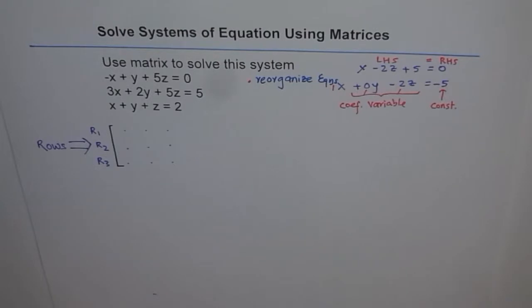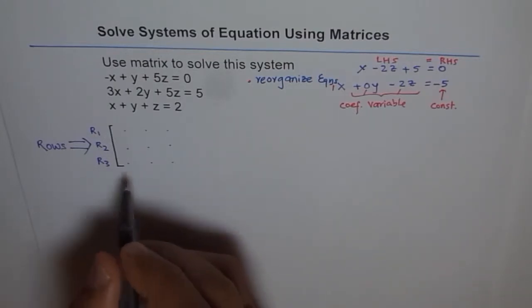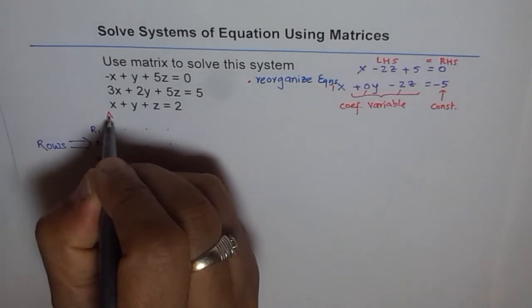Now, when we use a matrix to solve equations, we change it a bit. So we call that an augmented matrix. So what I'm trying to write here is an augmented matrix. So let me write that.